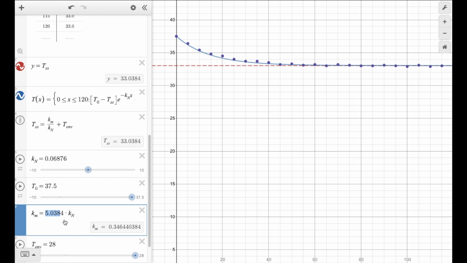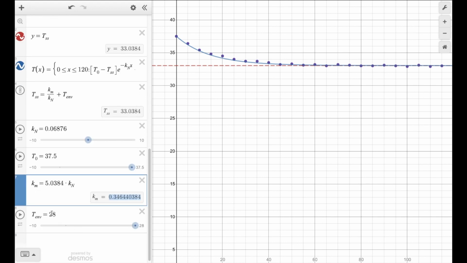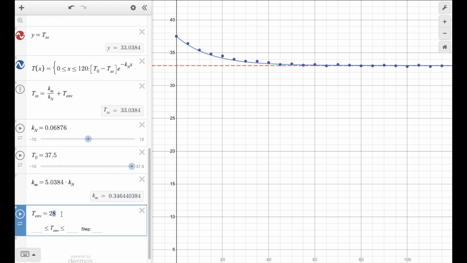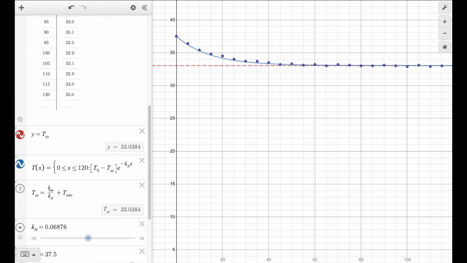The km value is computed using the ratio that we figured out. The ratio for km over kn was 0.50384, and whatever my kn value is, multiplied by that, is going to be my km value. That's what we chose, 0.3464. The environment temperature is 28 degrees Celsius, so I'm going to use that as a variable here as well.